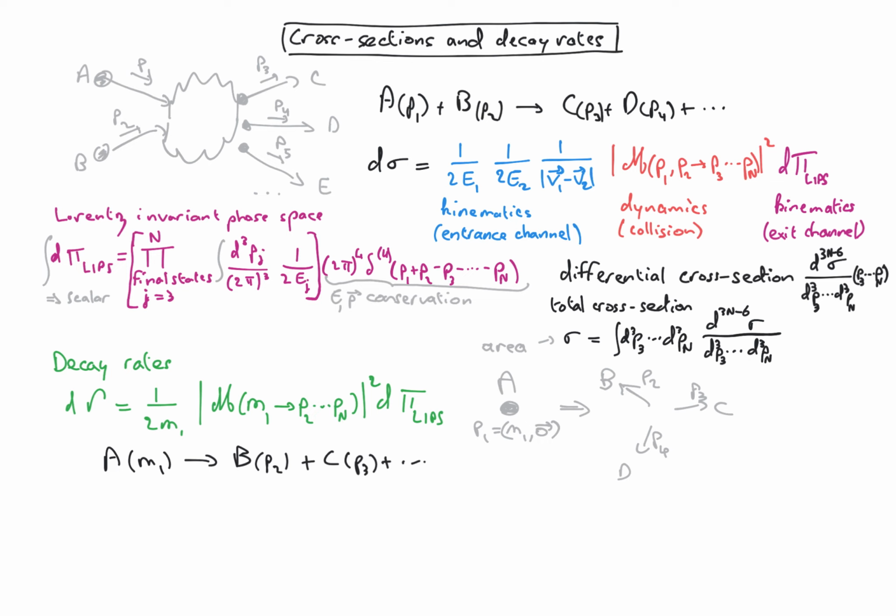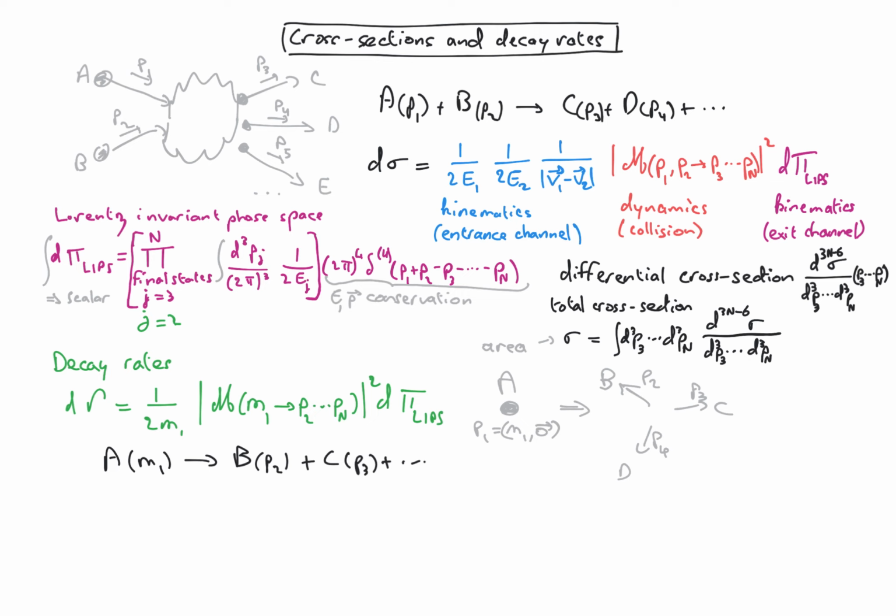We recognize in the expression for the decay rate the modulus square of the amplitude of probability. We also have the Lorentz invariant phase space. However, now the final state starts with j equal 2. And we have a kinematic factor for the entrance channel, which in this case is very simple because we only have one particle and it is at rest, so the energy is m1.